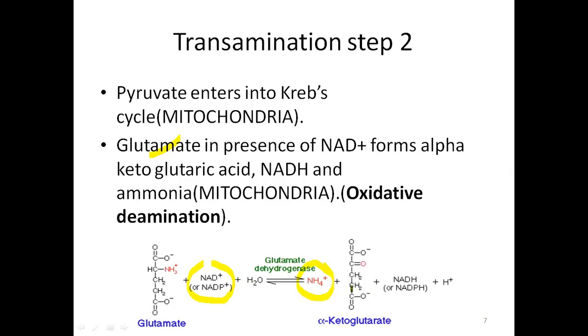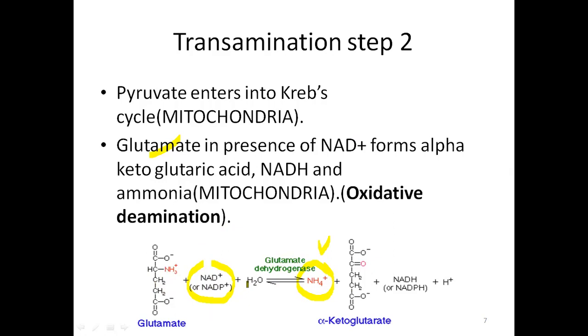Okay, so here there is a release of ammonia in the second step of the transamination. Now, first step, what happened? There is a transfer of an amine group from amino acid to a keto acid, and in the second step, there is the keto acid that is formed, the glutamate that is formed in presence of NAD plus, it liberates ammonia. Okay, so this is the oxidative deamination step.